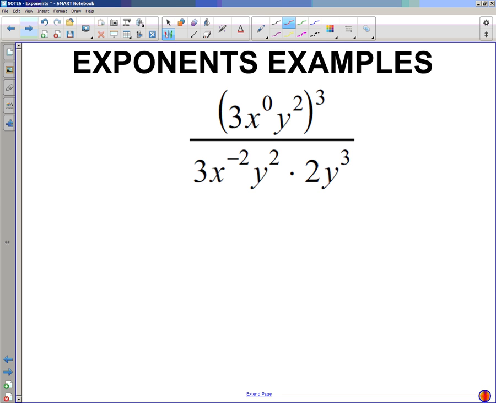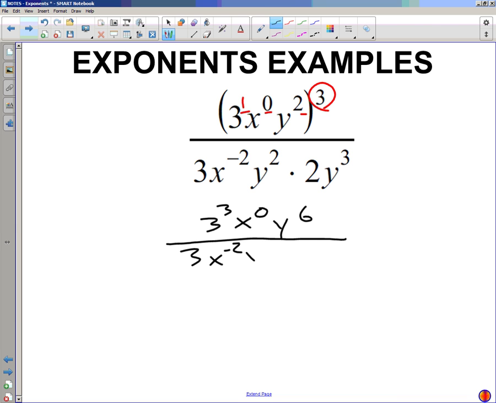I'm going to get rid of those parentheses on the top first and take this 3 that's out here and apply it to everything in there. So that means I should be multiplying by each of these exponents in here. So I'm going to have a 3 to the third, an x to the 0, since 0 times 3 is still 0. We'll have a y to the sixth, and I'm just going to copy everything down on the bottom. I don't want to bite off too much in one step because I'll make a mistake.